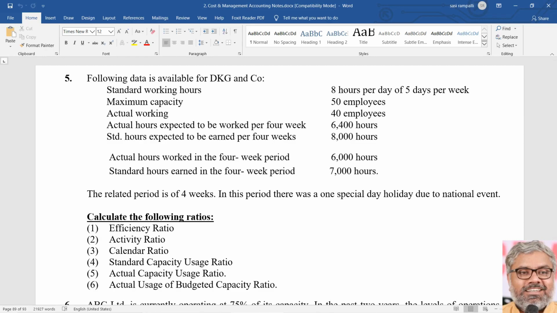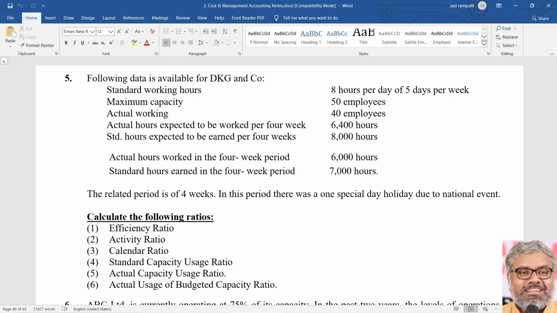That we have to calculate. It is not given in the question. Or maybe it is given in the next one. Yes, actual hours worked in the 4-week period is 6,000. Standard hours earned in the 4-week period is 7,000. That is also given. Actual output is not given. That is why we cannot find out standard hours separately. If it is required, we would have found out, because standard hours earned in the 4-week period is already given.